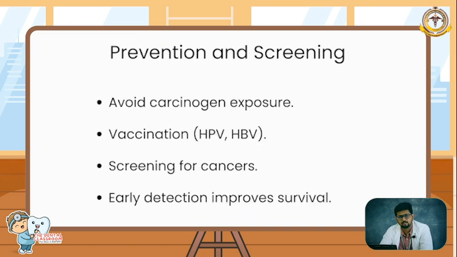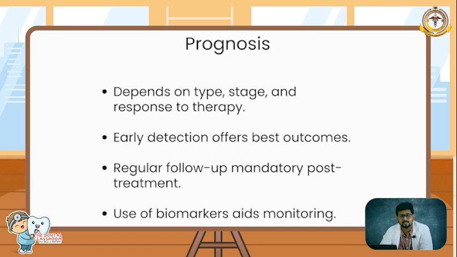Prevention and screening are very important when we suspect any kind of malignancy. We have to avoid carcinogenic exposure, give vaccination if possible, like HPV vaccination, and proper screening of malignancies is also very important. Early detection will improve survival. Prognosis depends upon the type, stage and response to therapy. Early detection offers better outcomes, regular follow-up is mandatory post-treatment, and biomarkers aid monitoring.